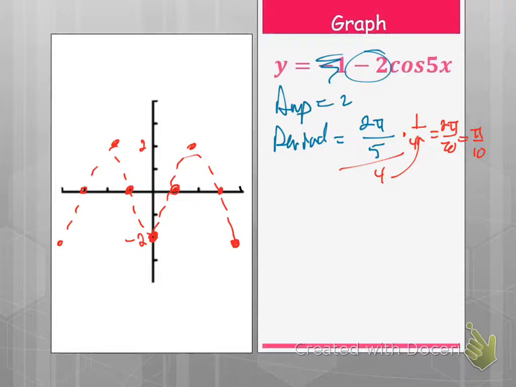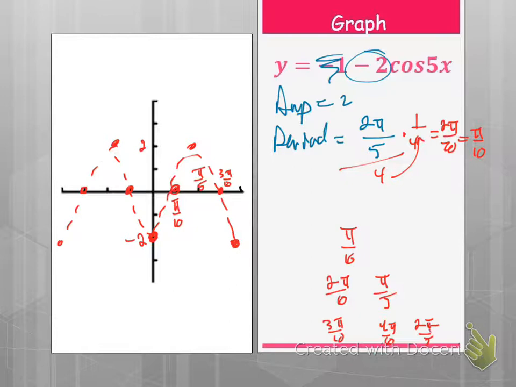Okay, now label your x-axis. Now every tick mark's worth pi over 10. So pi over 10. The next one would be 2 pi over 10, or pi over 5. So this guy's going to be pi over 5. And then the next one's going to be 3 pi over 10, which can't reduce. And the last one's going to be 4 pi over 10, or just 2 pi over 5.